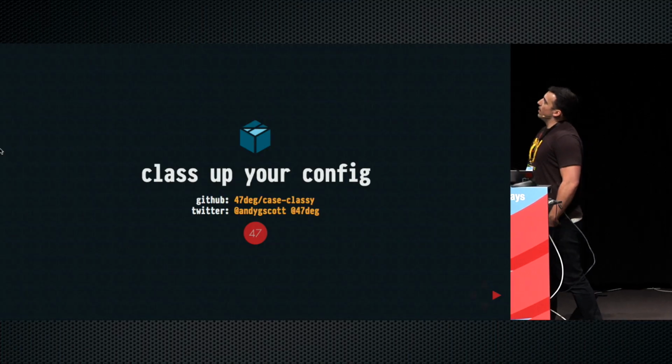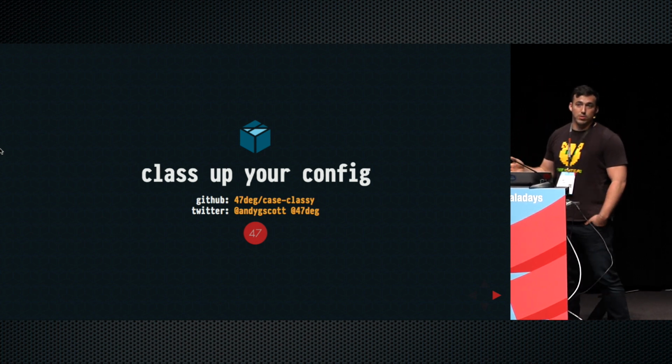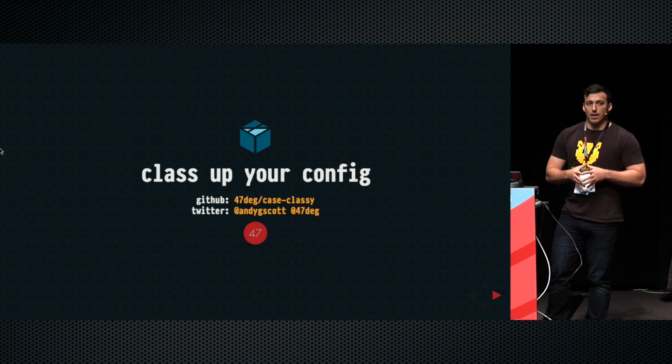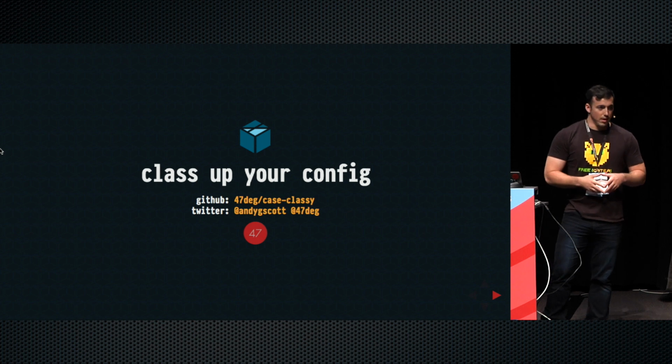So with that out of the way, again, this is Class Up Your Config. We're going to discuss an open source project, a 47 Degrees project. It's called Case Classy, and it's a library centered around decoding data, specifically configuration data.